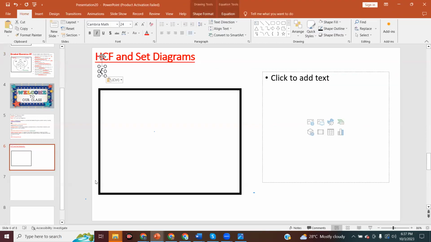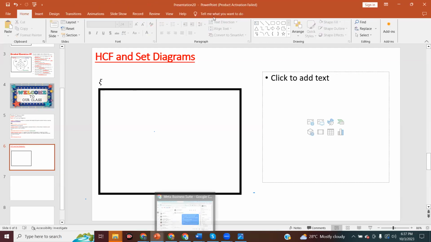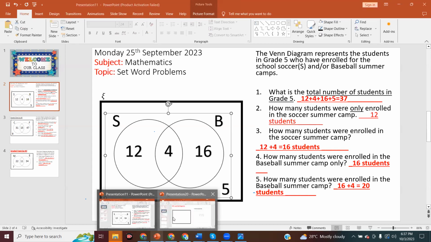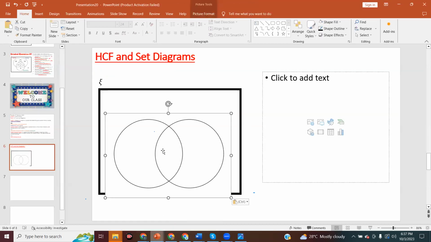So what does this symbol mean? This symbol right there. Universal. Universal what? Universal set. Very good. Universal set. But don't just say universal. Universal what?